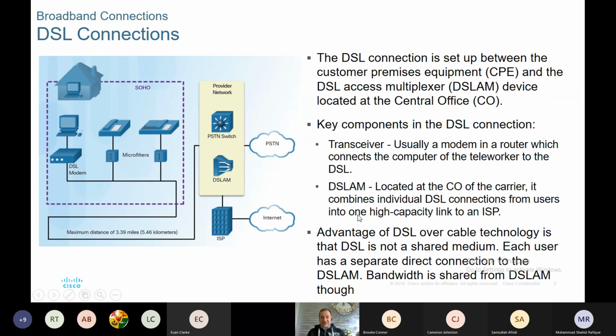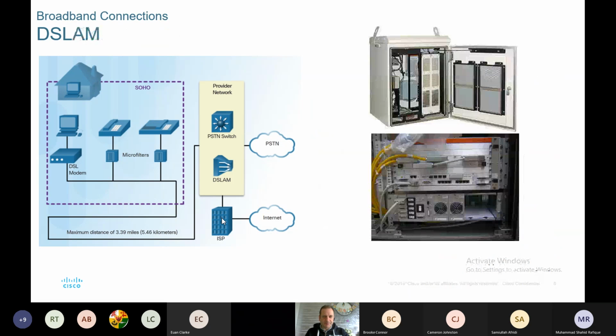So yeah, in fact, it says it here. The advantage of the DSL over cable technology is DSL is not a shared medium. Each user has a separate direct connection to the DSLAM. That's correct, because that's where your telephone line runs. Your telephone line is private to you, and that's a single line that runs to your house, whether it's through the wires or whether it's under the ground in modern houses. But it connects to this DSLAM. But then the bandwidth is shared from the DSLAM through to the ISP, because obviously there's multiple people joining this and then going out one line that's being given by the ISP.